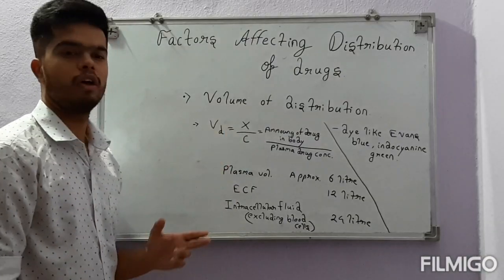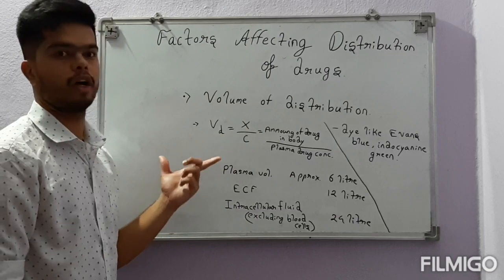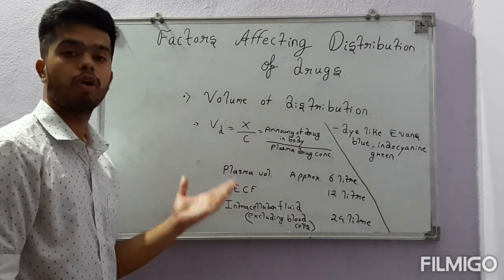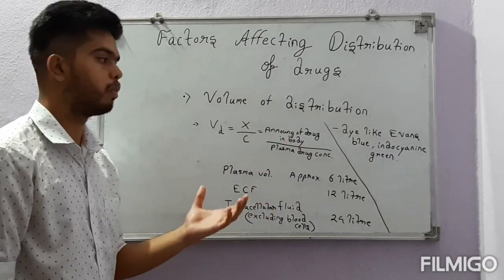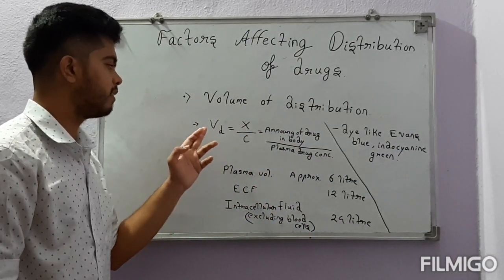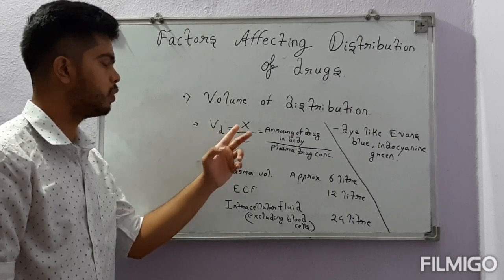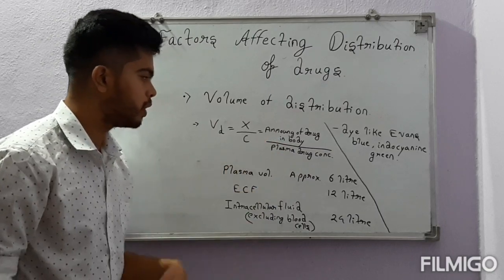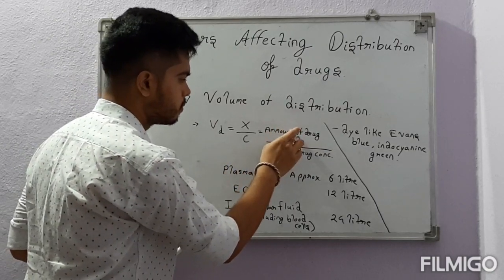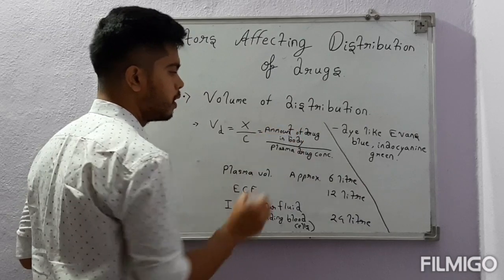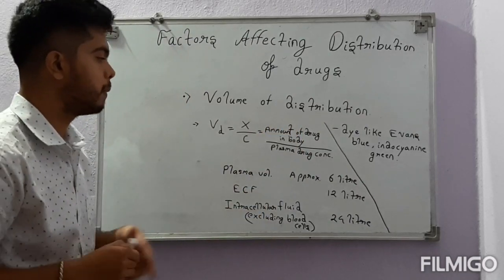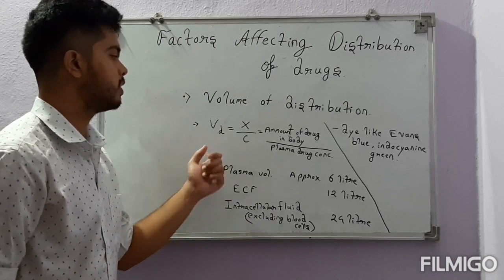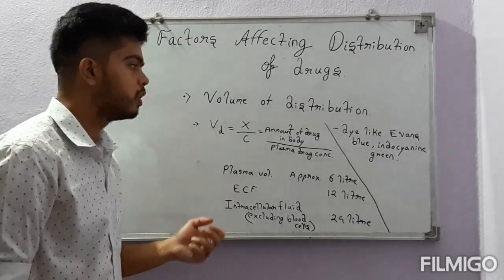Volume of distribution. From the point of view of the distribution of drug inside the body, we calculate the volume of distribution to know to what extent the drug has been distributed in the body. We have a formula: Vd, volume of distribution, equals X upon C, where X is the amount of the drug in the body, upon the plasma drug concentration. By this we calculate the volume of distribution.